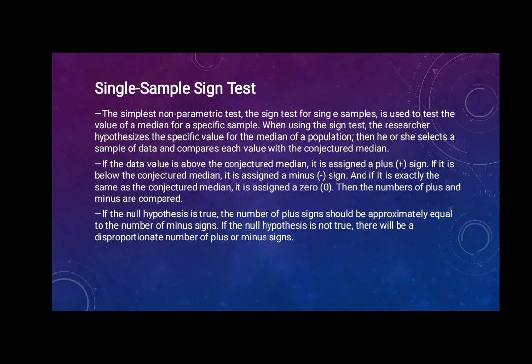If the null hypothesis is true, the number of plus signs should be approximately equal to the number of minus signs. If the null hypothesis is not true, there will be a disproportionate number of plus or minus signs.